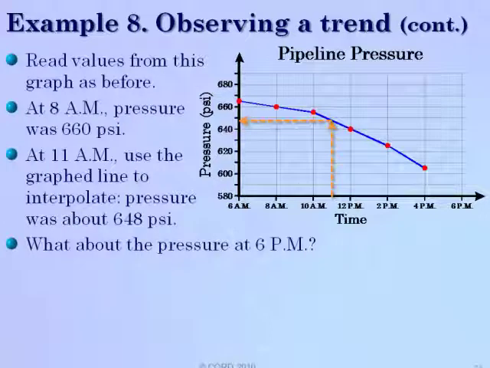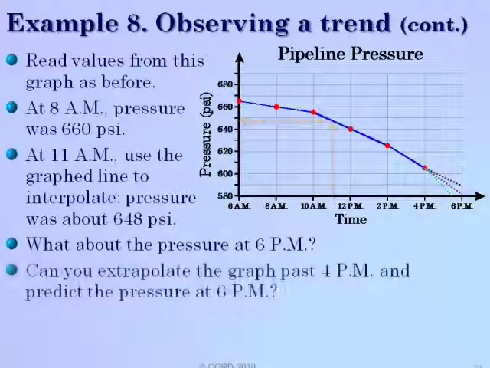And what was the pressure at 6 p.m.? We're going to have to extend that line. What's that called? Extrapolating. We're going to have to extrapolate that graph past 4 p.m. and predict the pressure at 6 p.m.